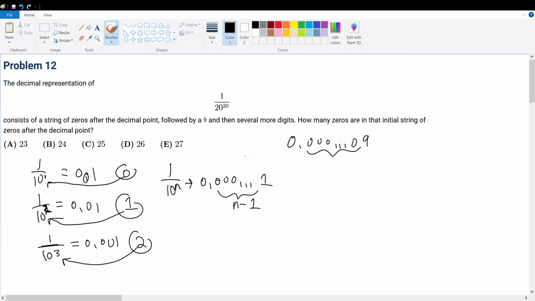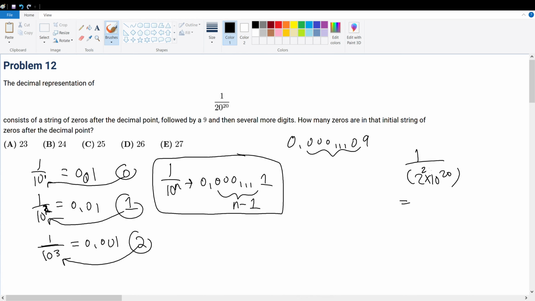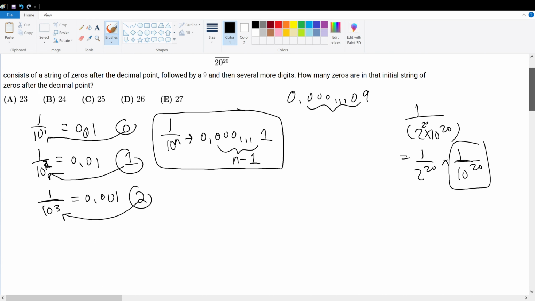So now that I know this foundation, I want to write this number in terms of 1 over 10 to the n. But how do I do that? Well, first of all, this becomes 2 times 10 to the 20th power, which is the same thing as 2 to the 20th times 10 to the 20th, so 1 over this is 1 over 2 to the 20th times 1 over 10 to the 20th. Now, obviously, we know the rule for this one. Now let's consider the next case, which is 1 over 2 to the 20th.